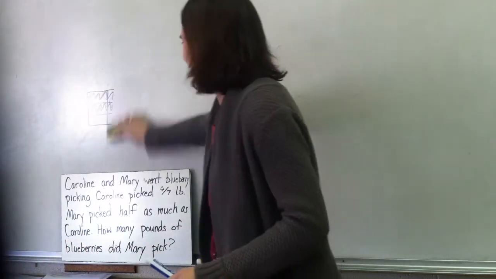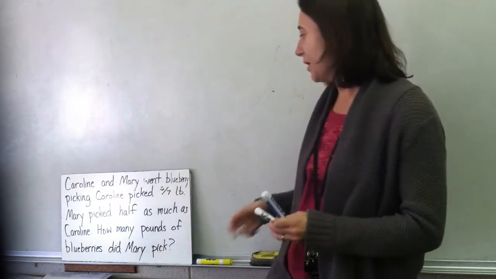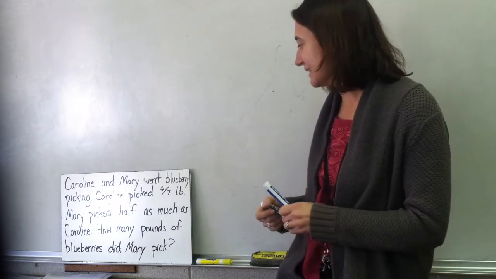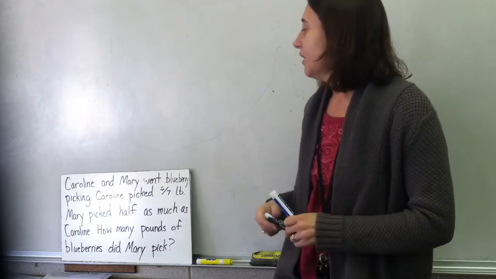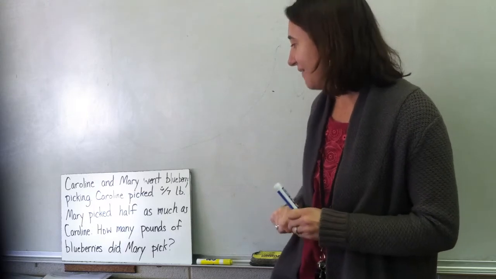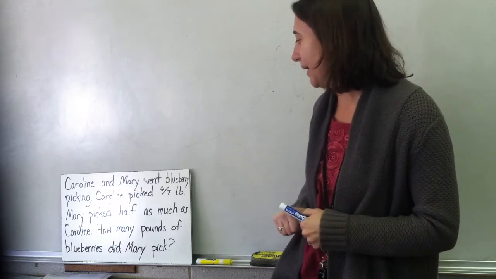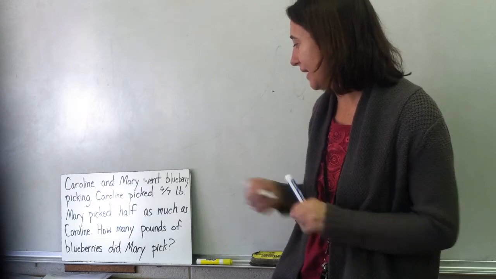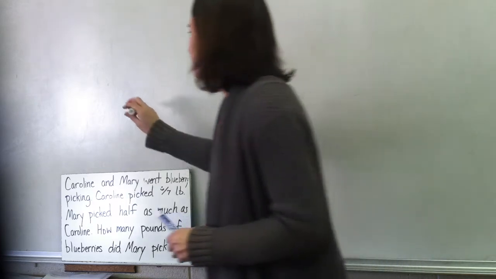Caroline and Mary went blueberry picking. Caroline picked 6/7 of a pound of blueberries. Mary picked half as much as Caroline. How many pounds of blueberries did Mary pick? So we have 6/7 of a pound.